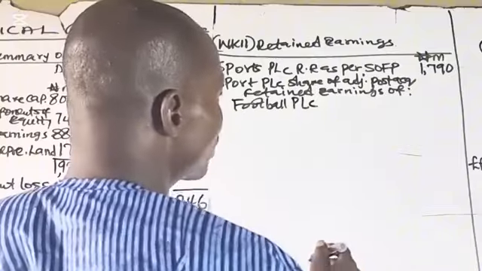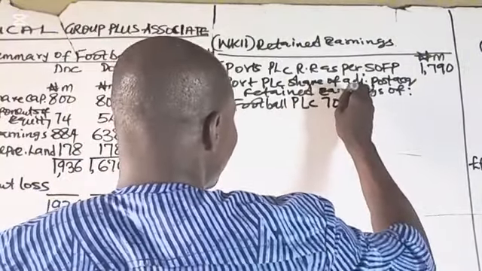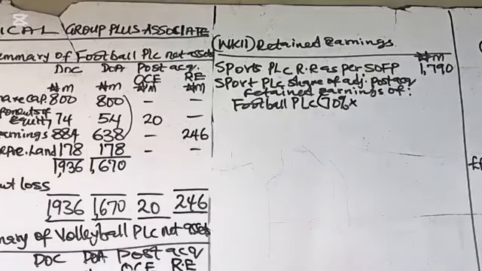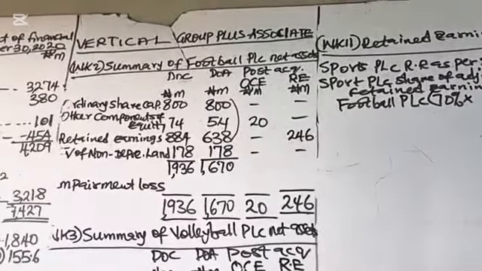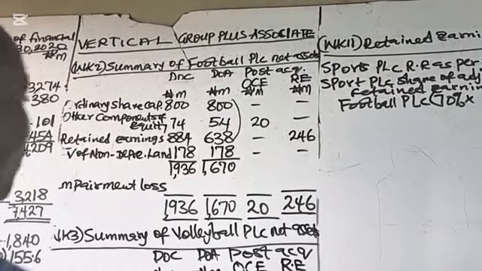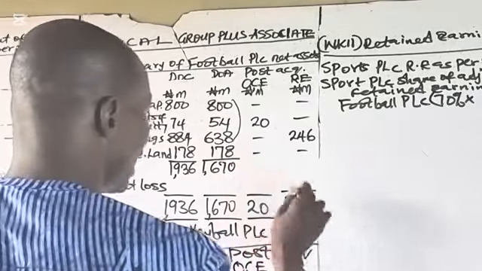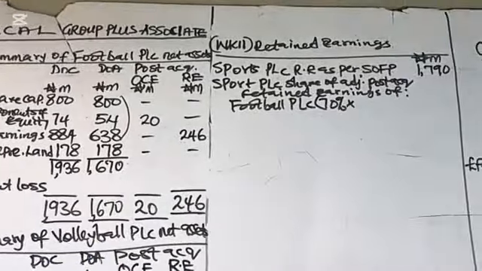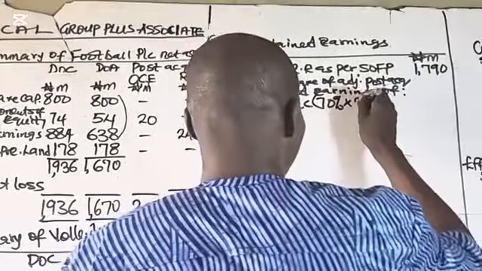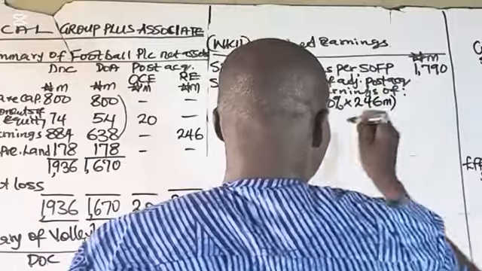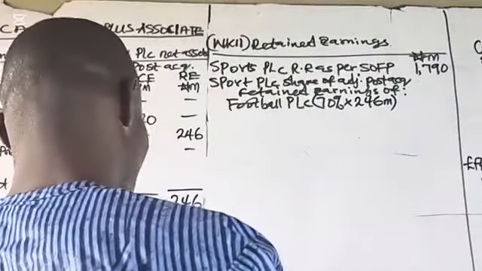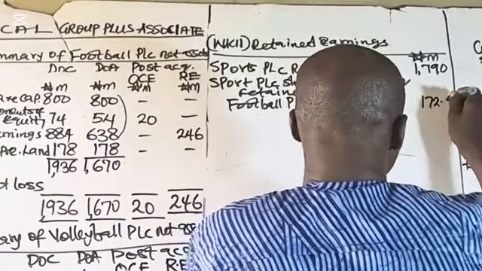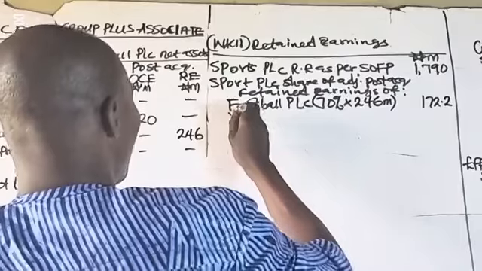The stake of Sport in Football is 70%. 70% of the adjusted post acquisition retained earnings of Football. We have that amounted to 246 million. So 70% of 246 million gives us 172.2 million.